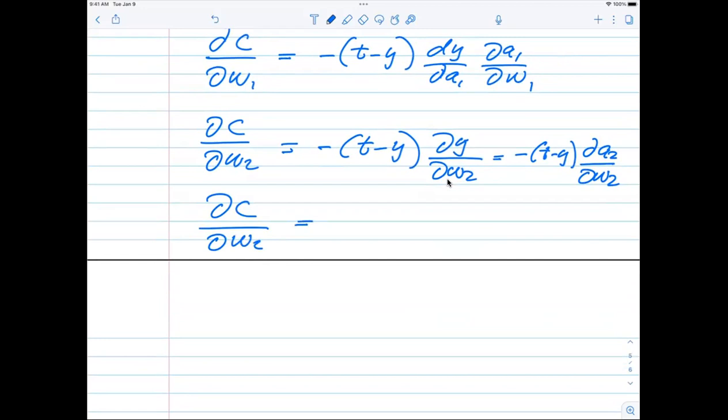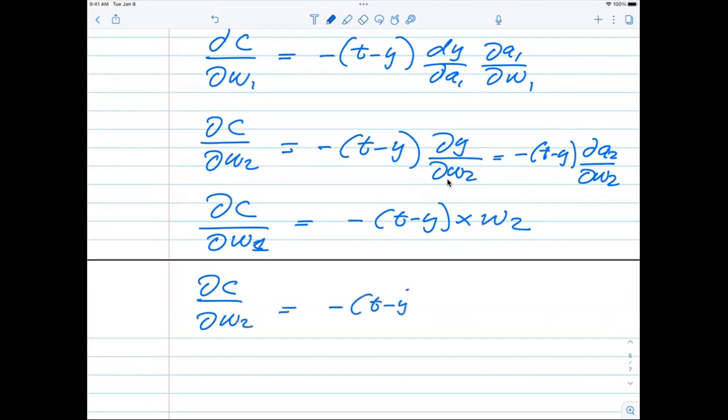So this is the same as minus (t minus y) times x times w2. And then this should be equal to 1 here. And then if I take dC/dw2 here, that simplifies to (t minus y) multiplied with w1 times x. So these are derivatives which now we want to drive to 0.